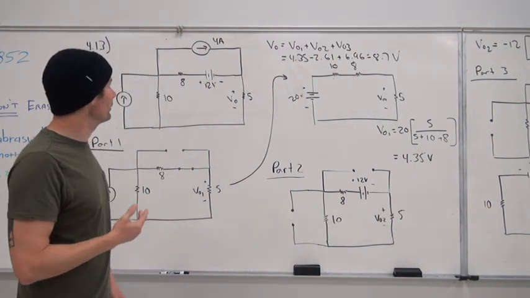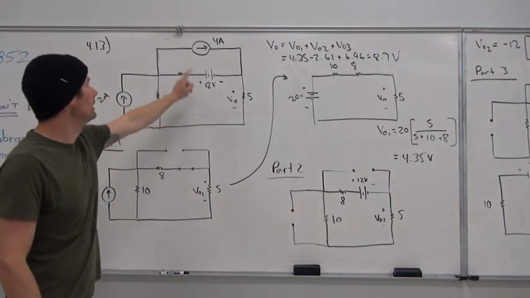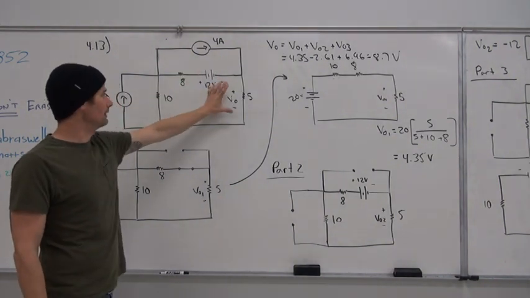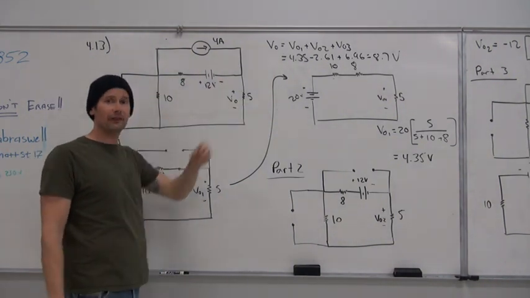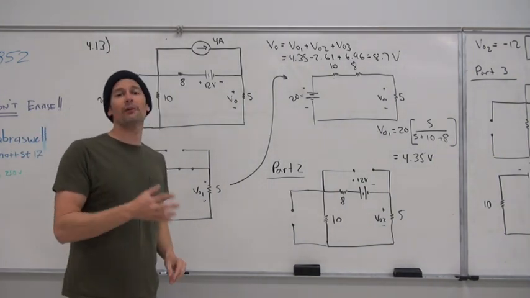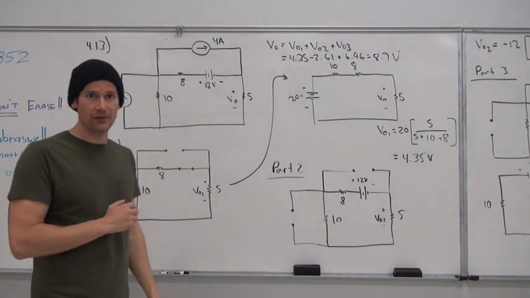Now, with 4.13, if we look at this problem right here, we have a current source, a voltage source, as well as another current source. And we were looking for the voltage across the 5 ohm resistor. In this problem, if we have 3 sources, then we're going to have 3 contributions to that voltage across the 5 ohm resistor.